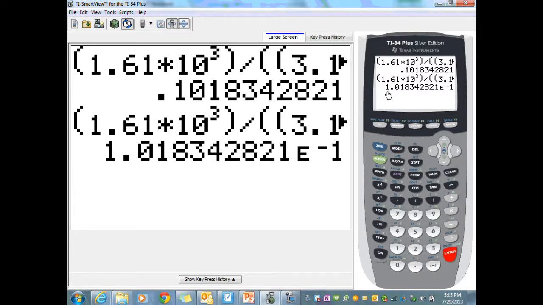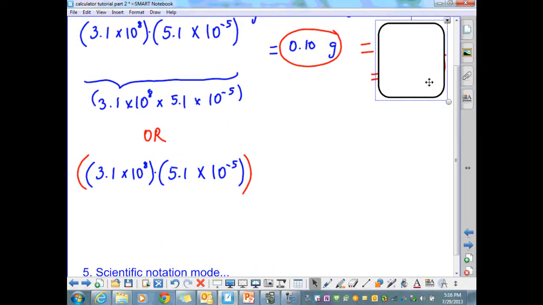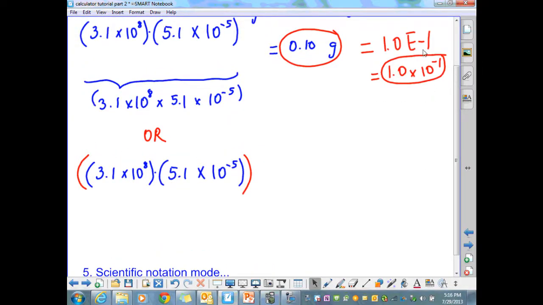And there we have our answer, 1.018 times e to the negative 1, or 10 to the negative 1, really. That's what that means. And if you check that, 10 to the negative 1 means move the decimal 1 unit to the left. If you move it 1 unit to the left, you will indeed get the answer that we had up there. So that is indeed the correct scientific notation format for the same answer. So that answer was 1.0 e to the minus 1, or 1.0 times 10 to the power of negative 1.